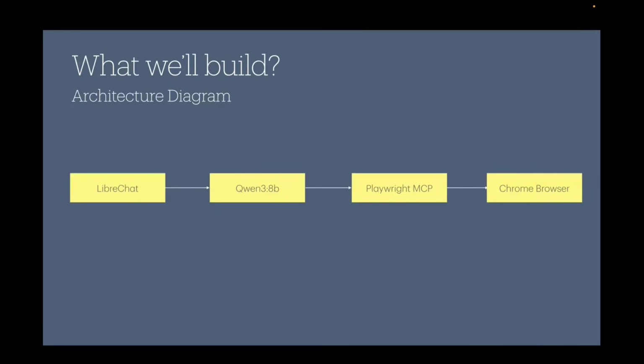Once the browser finishes executing the requested actions, the execution results are sent back to Qwen3 8B, the LLM. The language model analyzes the information and converts the technical browser output into a clear, human-readable response. Finally, LibreChat displays that response to the user. So instead of seeing raw Playwright logs, we receive a concise summary such as: navigation completed successfully, the Playwright website was opened, and the Get Started button was clicked successfully. This architecture allows us to control a web browser using natural language while keeping everything running locally, providing better privacy and full control over the entire automation workflow.